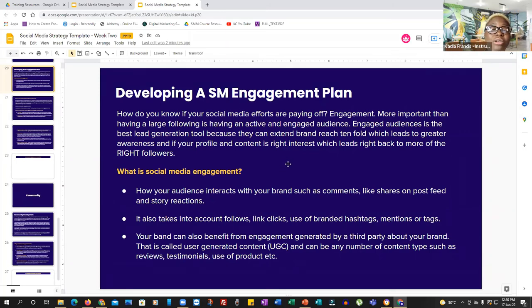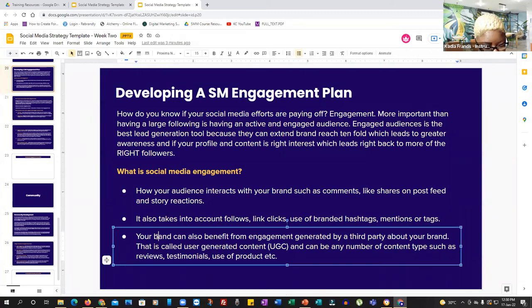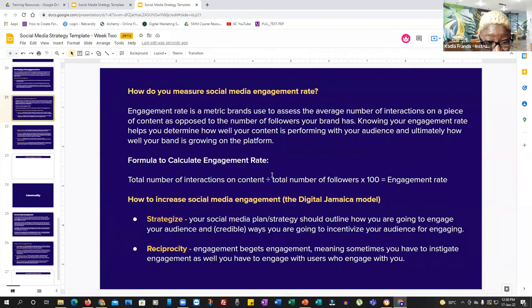Okay. So it says, what is social media engagement? And I explain. Guys, I explain, okay? How your audience interacts with your brand, such as comments, likes, shares, and posts, videos, and reactions. It also takes into account your brand can also benefit from engagement generated by others. Guys, there were three slides where I explained all this.